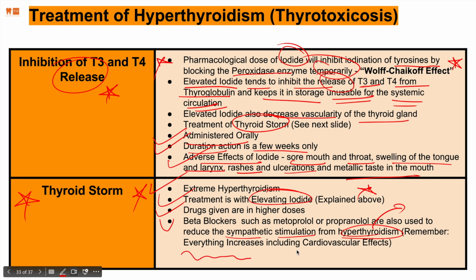hyperthyroidism is where everything increases, including cardiovascular effects. Tachycardia, for example. High blood pressure, for example. High blood volume, cardiac output. All of that is increased. Therefore, beta blockers can be used as an adjunct in the therapy of thyroid storm.